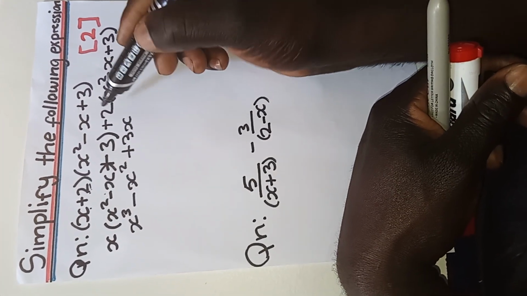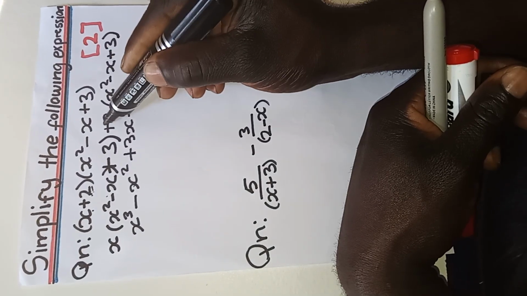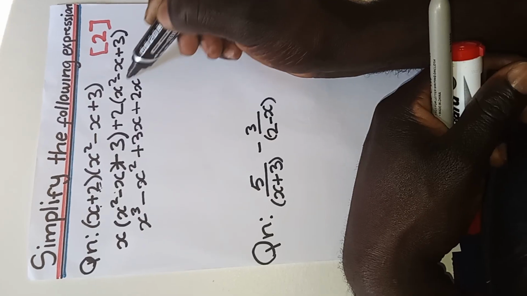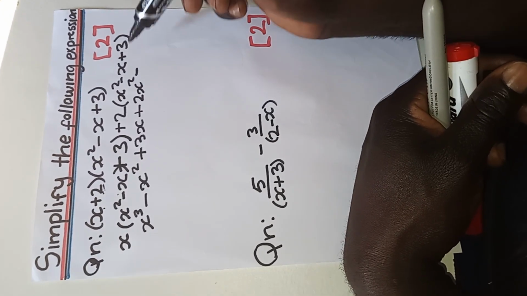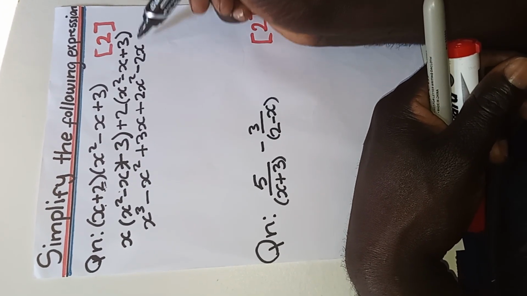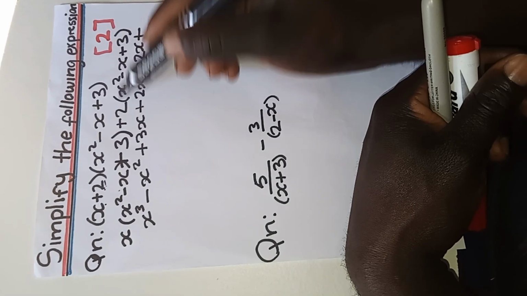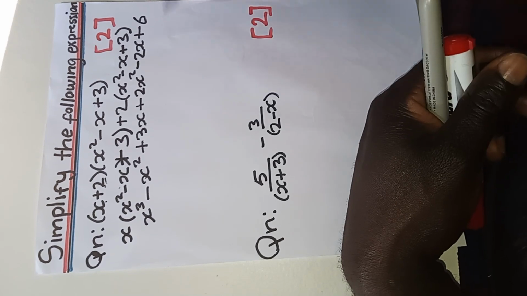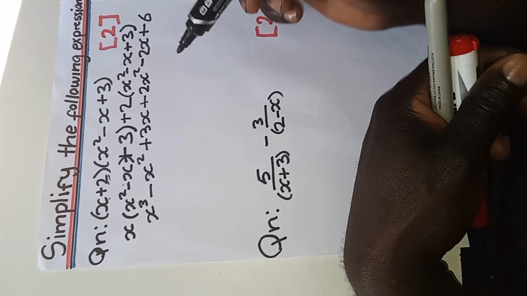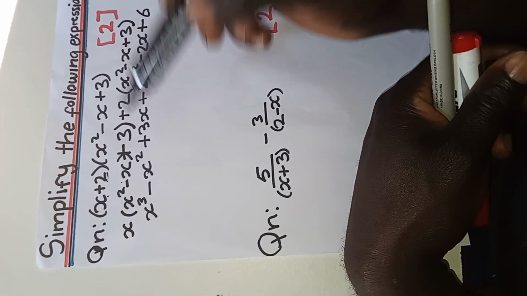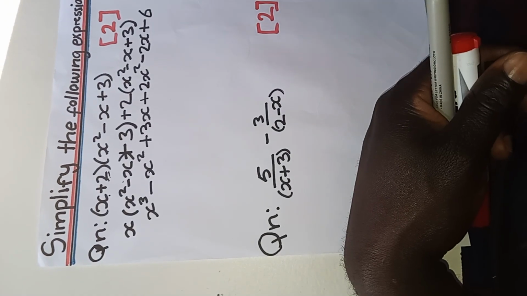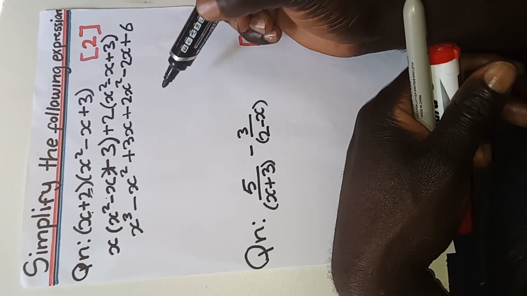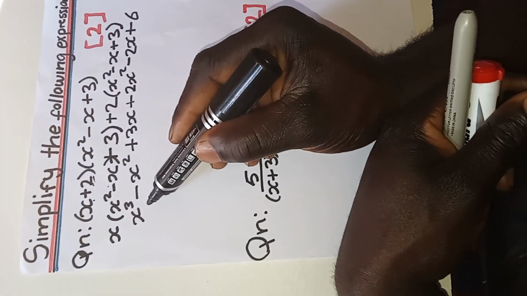The next part is +2 multiplied by x², which becomes 2x², minus 2 times x again, which becomes −2x, plus 2 times this 3, which becomes +6. And remember also to treat the signs correctly. Each time you are multiplying the outside number into the bracket, you have to take note of the signs you are using. So in this one, we have to simplify further.